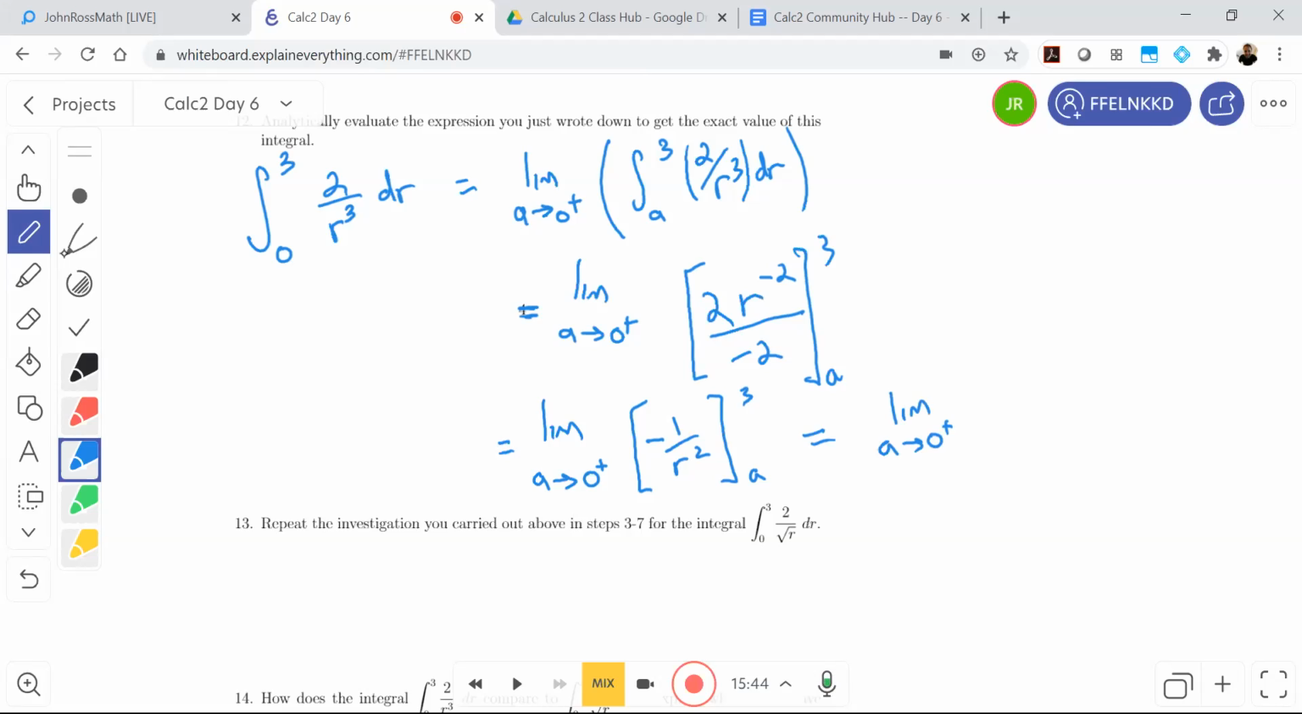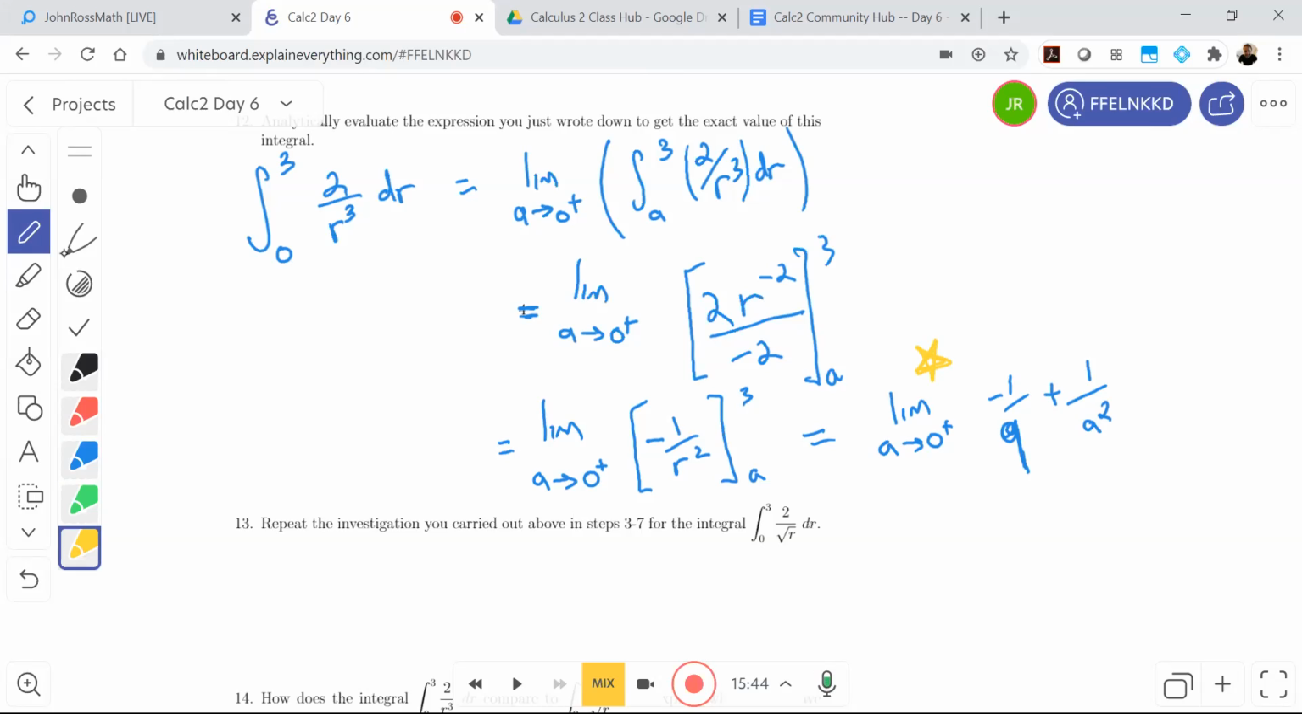Let's see if we can get this right: negative 1 over 3 squared, so that's negative 1/9, minus negative 1 over a squared. Let's be really clear. This first one is a 9. That's a 9, a long tail. Negative 1/9 plus 1 over a squared, limit as a goes to 0 from the right. Okay, so now we're at the equivalent moment. This is what I called the gold star moment from above. If we've gotten here, we're so happy. Now let's compute the limit.